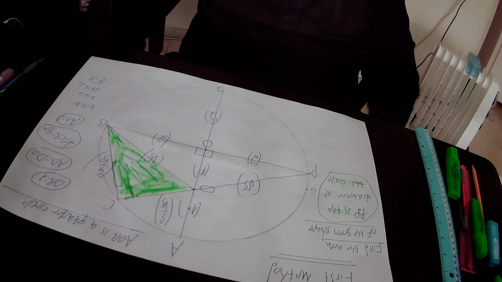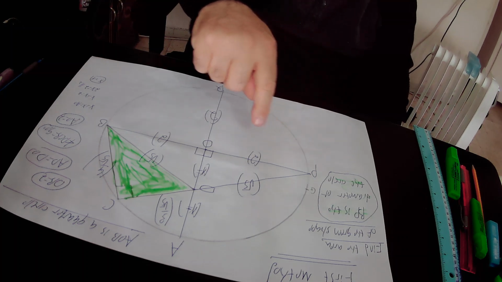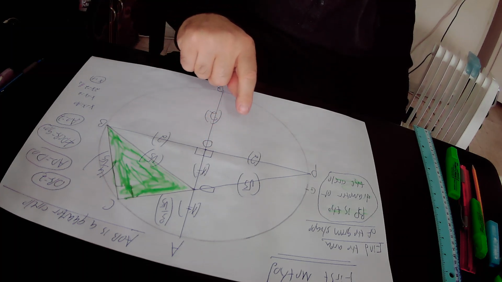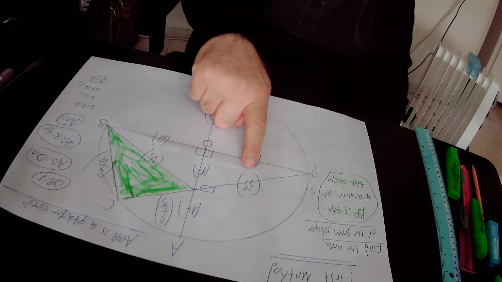Okay, here we have the right triangle POD. In the right triangle POD, one side is 2, the other side is 1, therefore the hypotenuse must be equal to the square root of 5 units.